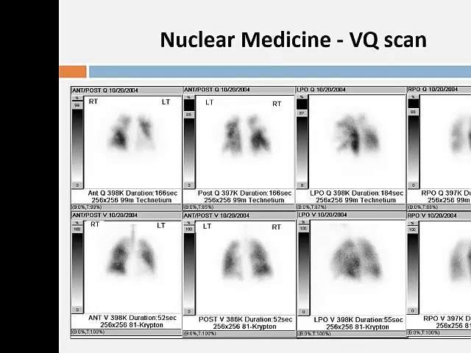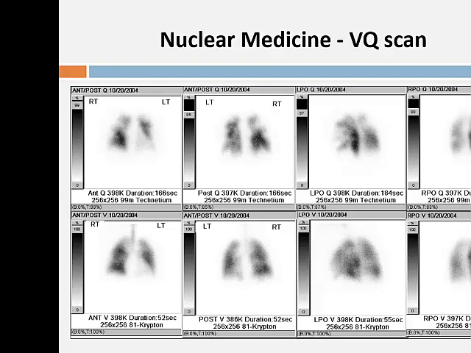So in terms of the VQ, what you have to remember is VQ is reported in terms of probability, okay? So it's not an absolute positive or negative. It's all about probability. So it's low, intermediate, or high. We like to think, yes, high probability equals PE, low probability equals no PE, but you can get caught out and there are certain catches.